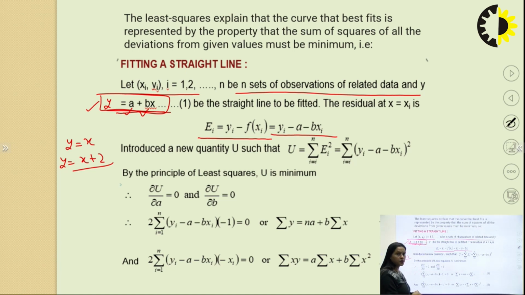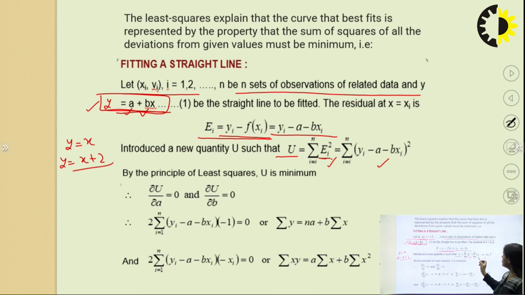As I have already told you, this error can be positive or negative, and we want to remove that positive or negative sign, especially the negative sign. So what do we do? We will take the square of that error and we will add all the errors. When we add all the errors, we will get a new value. Let us say that this new value is U. Then U is equal to summation ei square, which is equal to summation i equal to 1 to n of (yi minus a minus b xi) whole square.